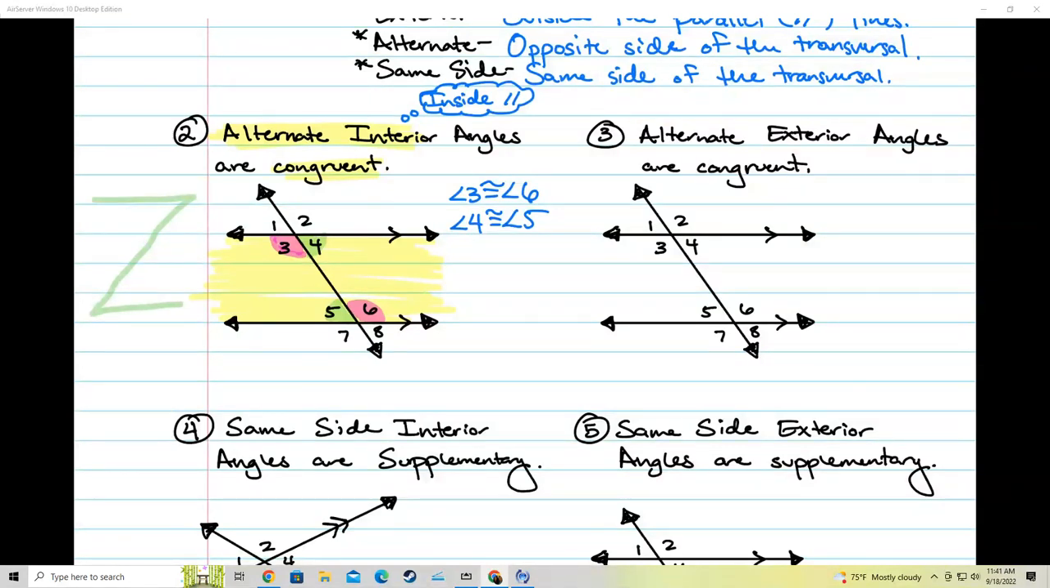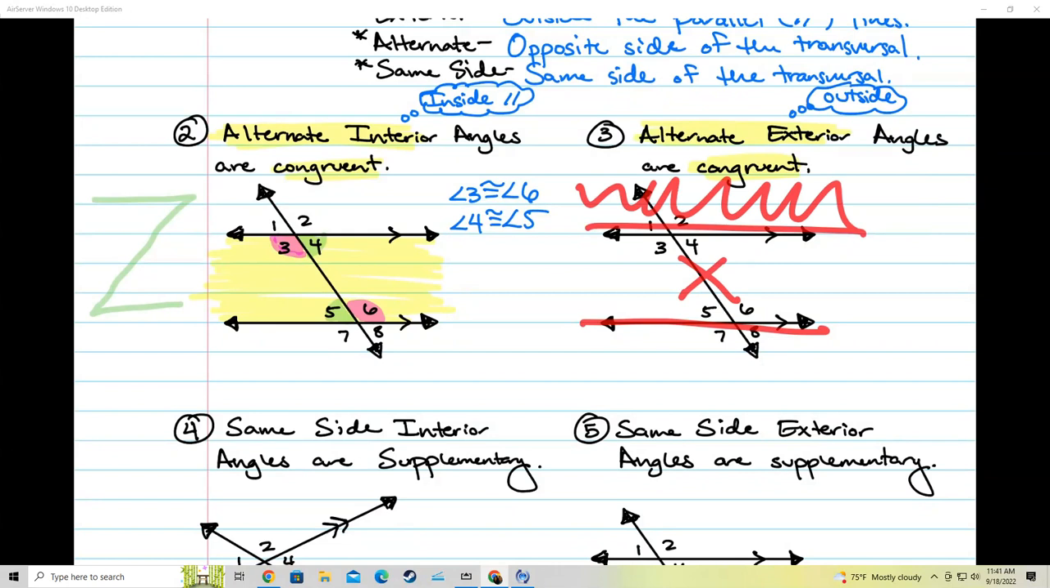I want alternate exterior angles. Let me go ahead and highlight those words. Alternate exterior angles. This theorem says those angles are going to be congruent. I'm going to focus on that last word, which is exterior. Exterior means outside of the parallel lines. So when I focus on my parallel lines, here are my parallel lines. I don't want the stuff inside. I want the stuff on the outside. So I'm going to highlight these sides out here.